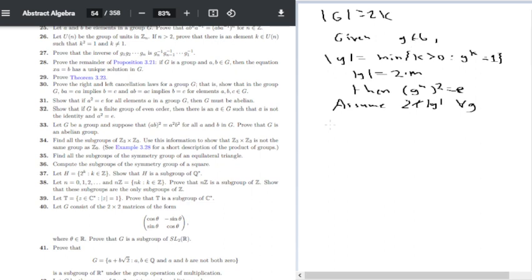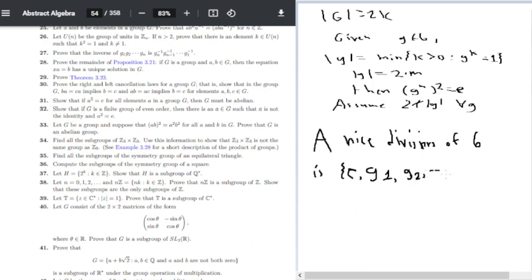So, a nice division of a group G is some set e, g1, g2, all the way to gn. Actually, you can probably just do this.